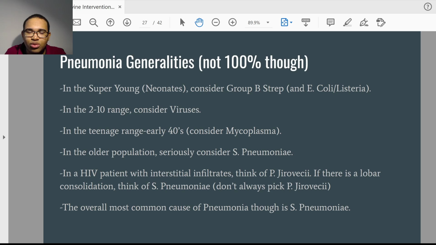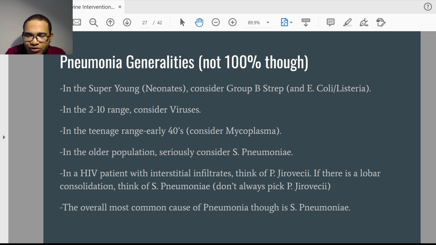If you see a person with pneumonia in the 2 to 10 age range, think about some kind of virus like RSV. If you see a pneumonia in the teenage range to early 40s, late 30s, that's Mycoplasma. Older population, a person in their 50s, 60s, think about strep pneumo. And then HIV patients, think of P. jirovecii. But pay attention here. This is something your friends at the MBME can do to you.